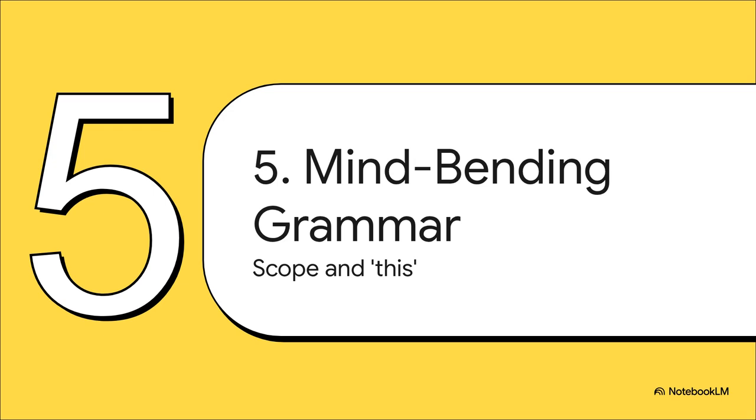Every single language has its weird grammar rules, right? The stuff that just kind of bends your brain at first. Well, in JavaScript, two of the most famous head-scratchers are scope and the keyword this. So let's pull back the curtain and figure these out.